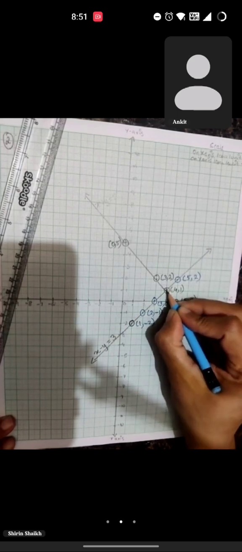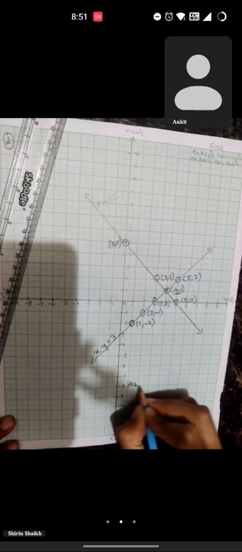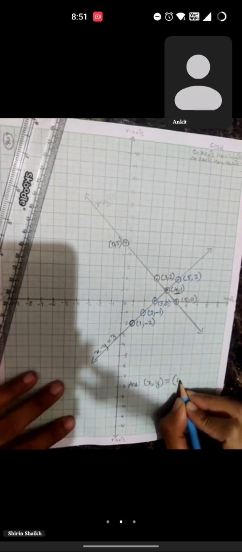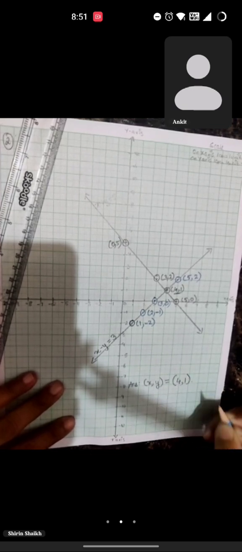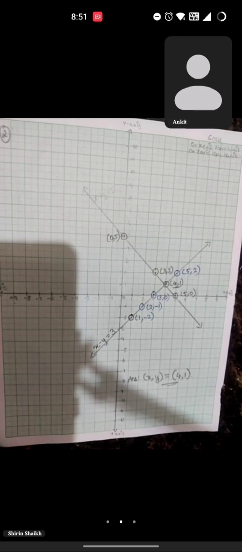Where do both lines meet at a point? At 4 and 1. So what will be your answer? x, y, 1. Very good. Understood? Have you started plotting with me? If not, please take a screenshot. We'll go to the next, third equation. Done?